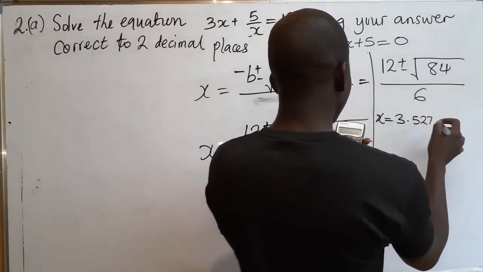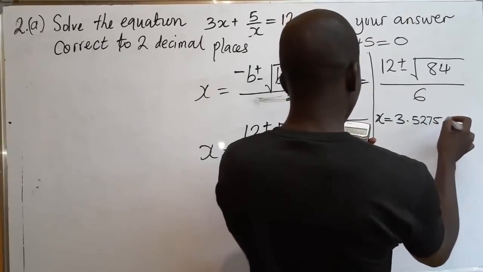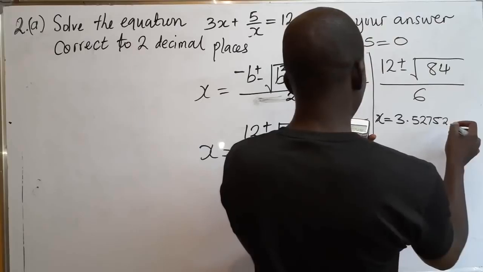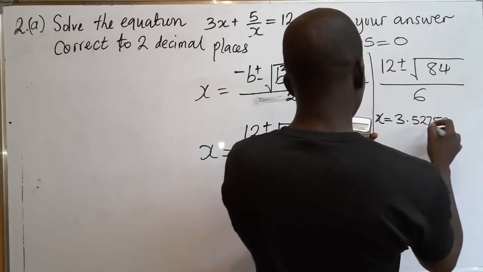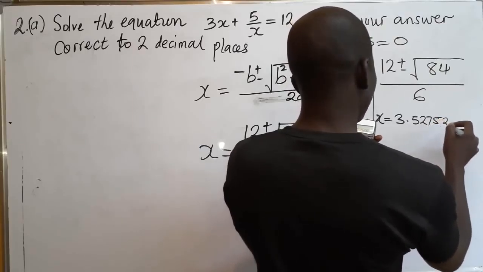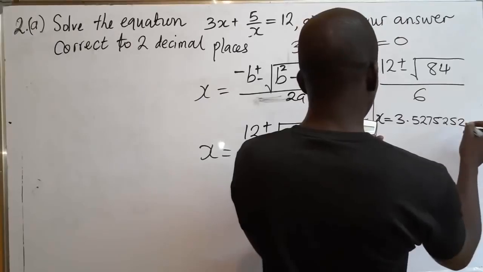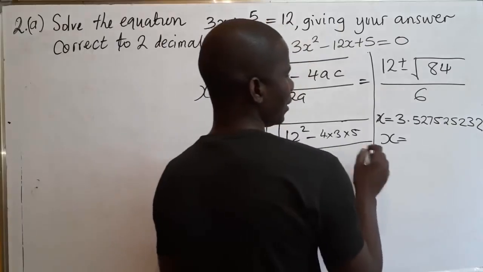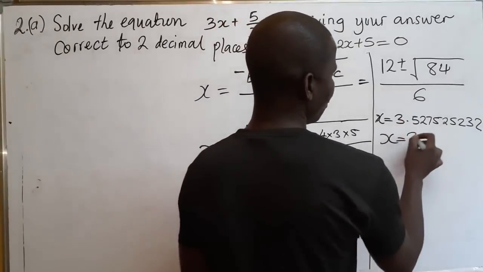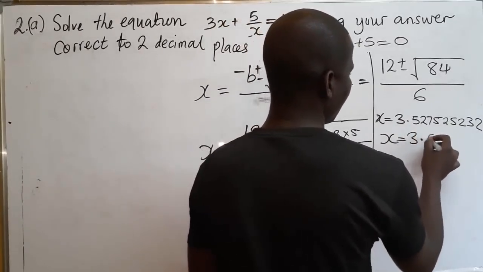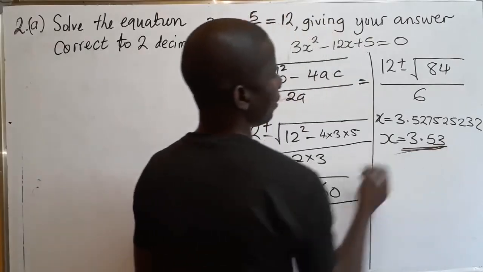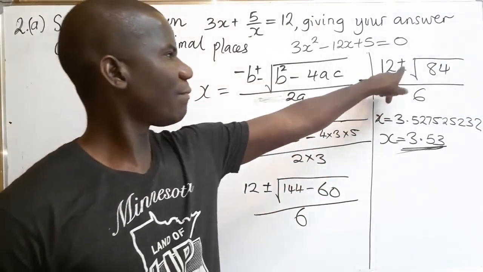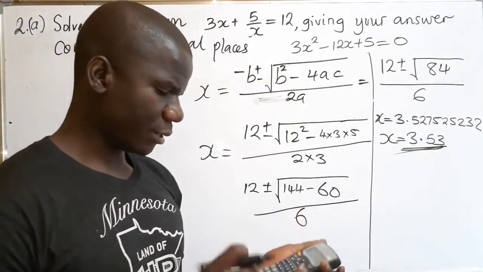3.5275252523 2. So when we get this one to 2 decimal places, it will be 3.53. Okay? Then the second one, we say 12 minus the square root now.